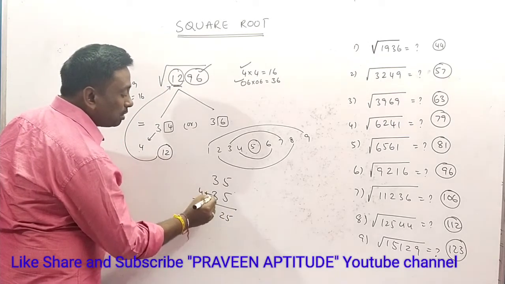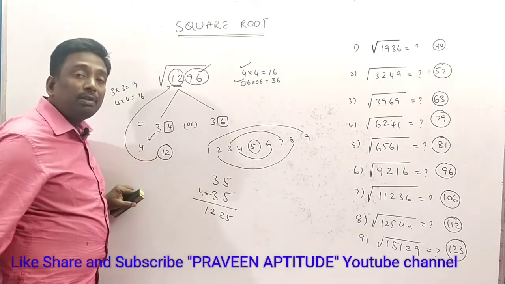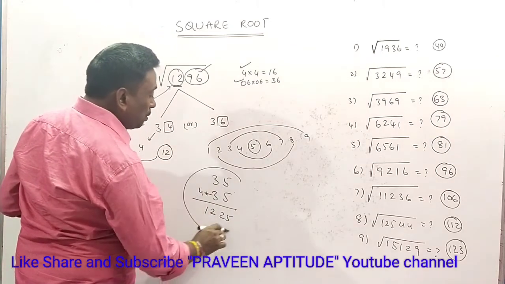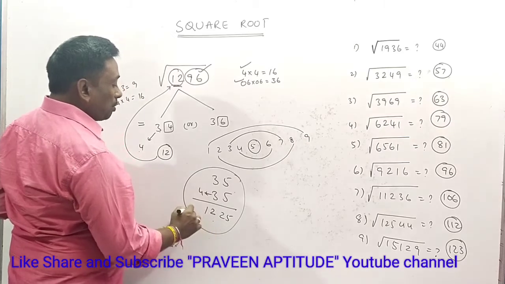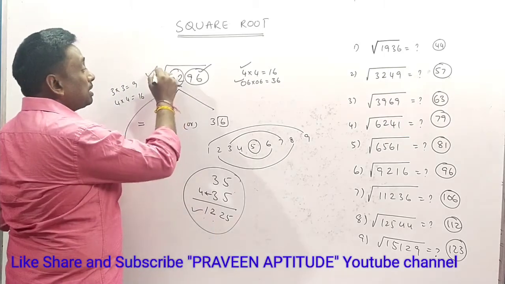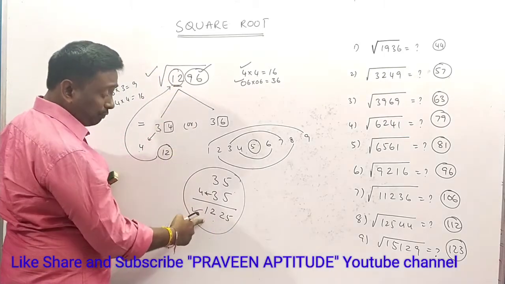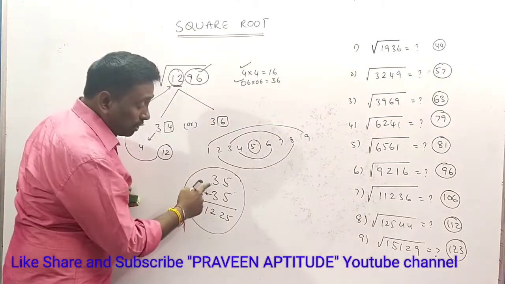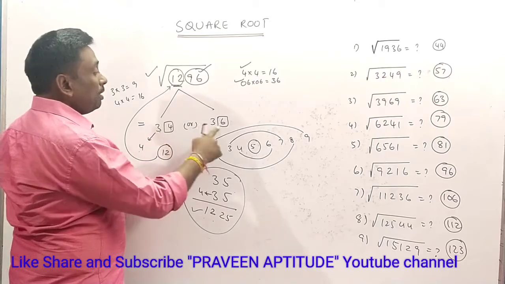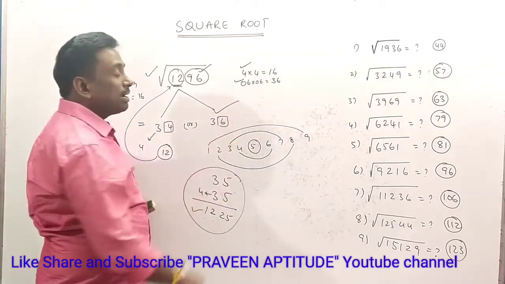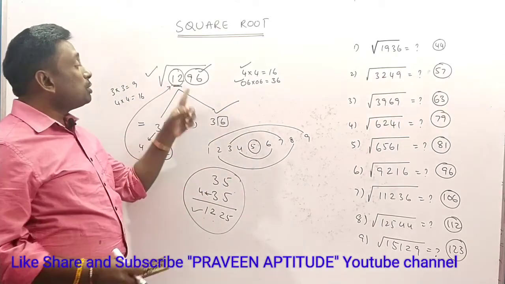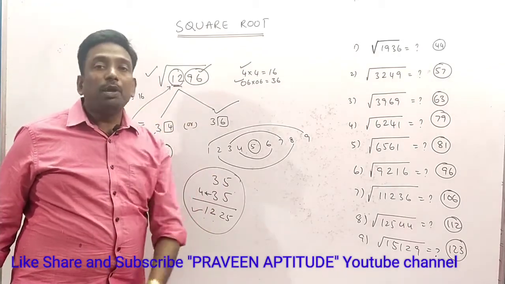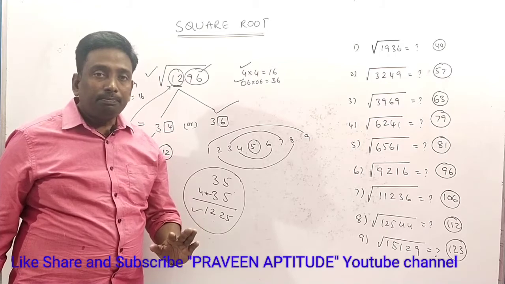3 after 4 is 3 4s are 12. Multiply with the next digit. Now 35 square, we know that it is 1225. Now compare 1225 with 1296. This is greater than that value. That means the square root must be more than 35. In these two, 36 is greater. That's why the square root of this one is 36. This is the way to find the square root of a number.